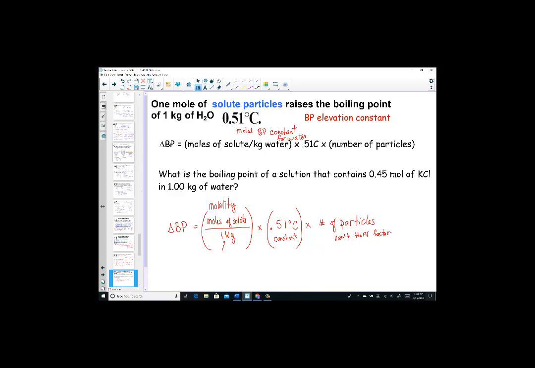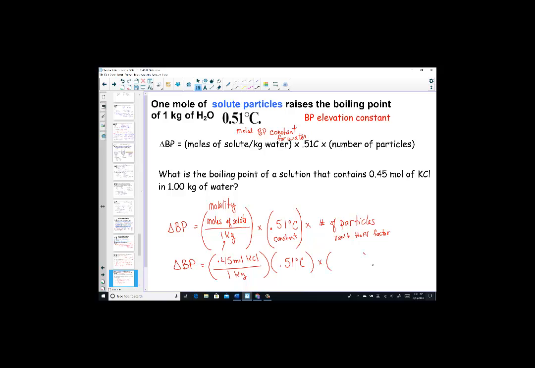Let's give you an example of how this would work. What is the boiling point of a solution? Here I'm looking for the change in the boiling point of a solution that contains 0.45 moles of the solute KCl in a kilogram of water. We know that the constant says for every 1 mole in a kilogram of water, the boiling point is going to raise by 0.51 degrees Celsius.